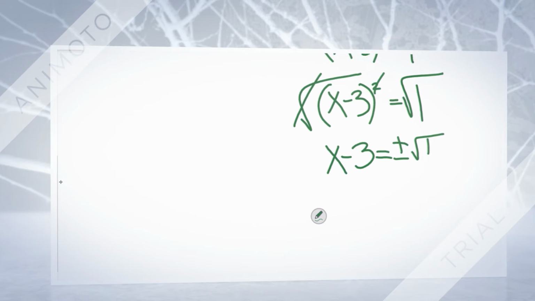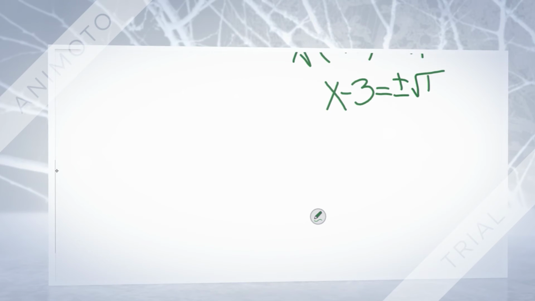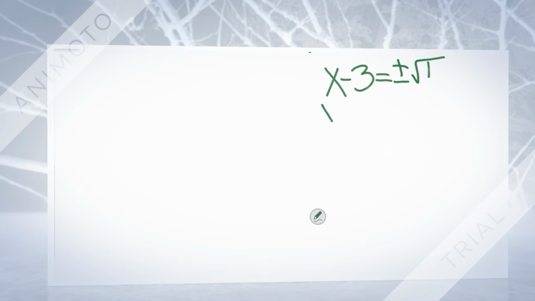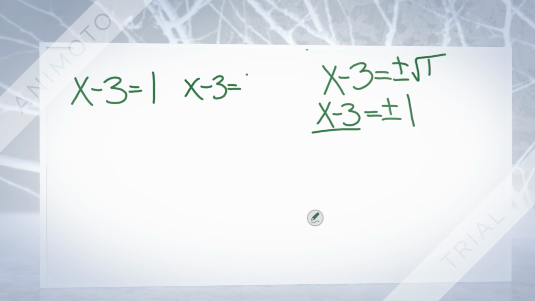Now, the square root of 1 is 1. So we have x minus 3 equals plus or minus 1. So with that being said, now we set our term on this side equal to a positive and a negative 1. So we're going to have x minus 3 equals 1 and x minus 3 equals negative 1.